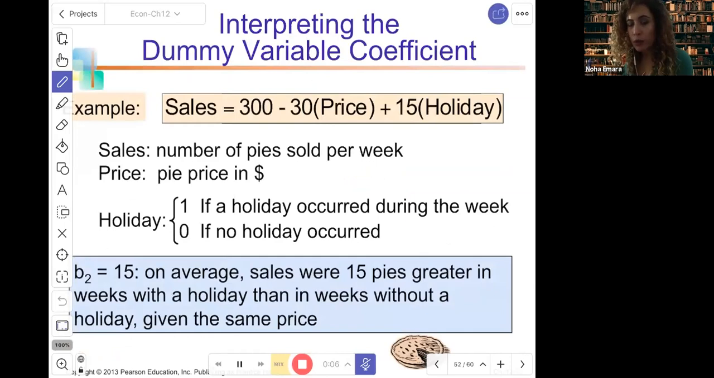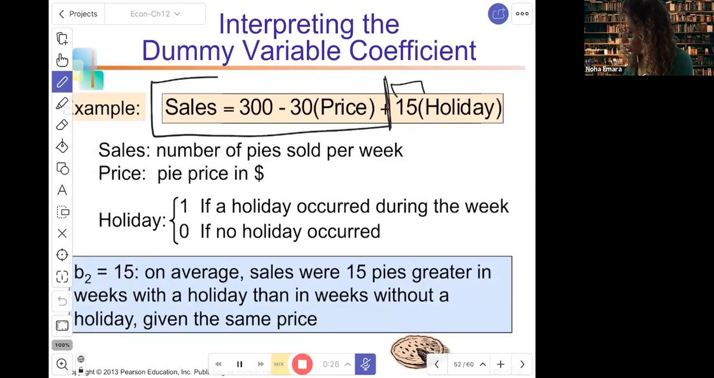All right. So when I have a dummy in the model, like here, and you have estimated the model, whether it's a holiday or no holiday, and then you get a number. What can I say about this number? If I stop up to here, like if the regression is just here, which is the original regression, it's telling me that the sales of no holiday are 300 pies, and this is going to be at zero price. However, because of the holiday, this number increases by 15 pies. So the analysis here is important.